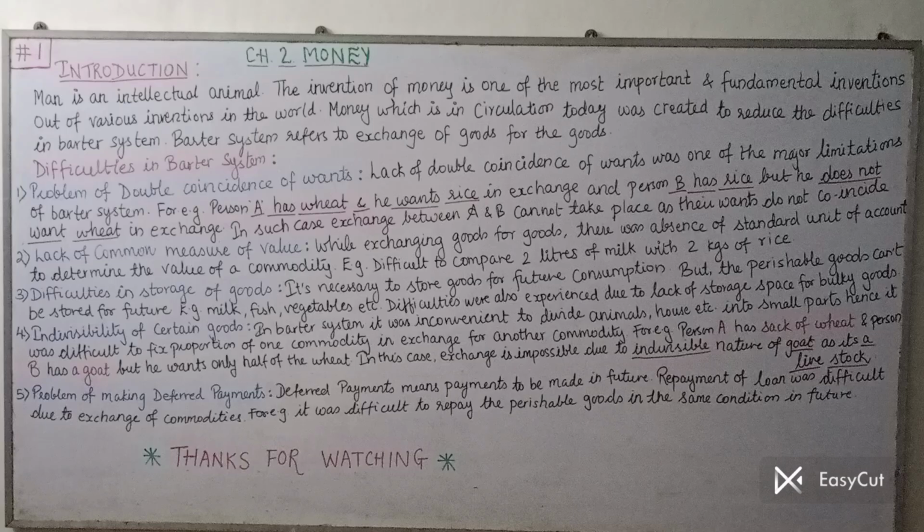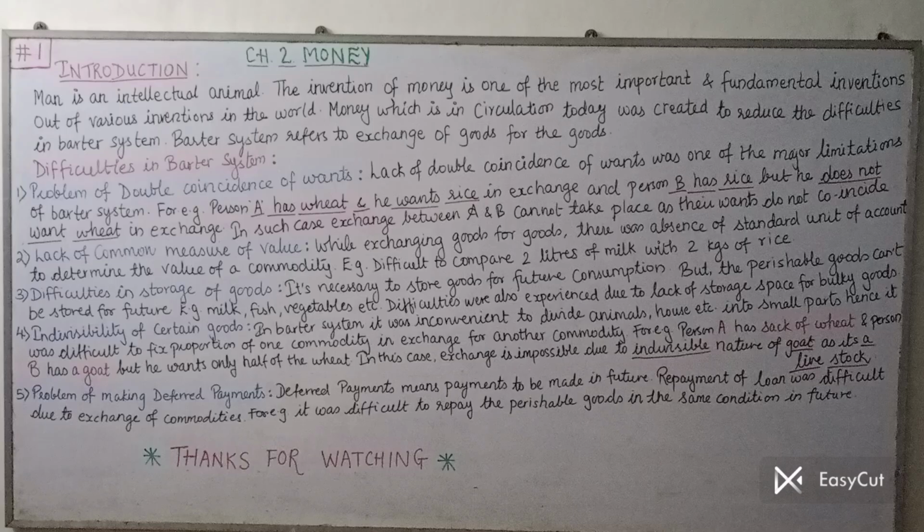This is a very important question as well as interesting too. Very simple and interesting answer. So let us start with the actual answer. Difficulties in barter system. Number one, first difficulty, problem of double coincidence of wants. Now what is this double coincidence of wants?